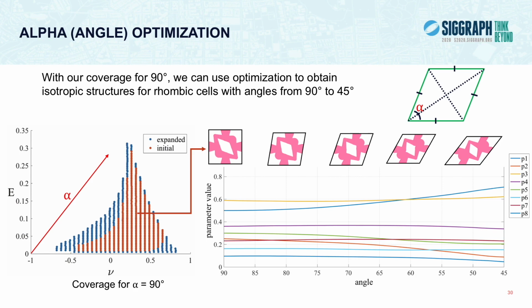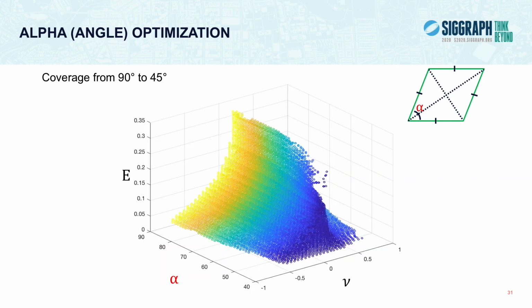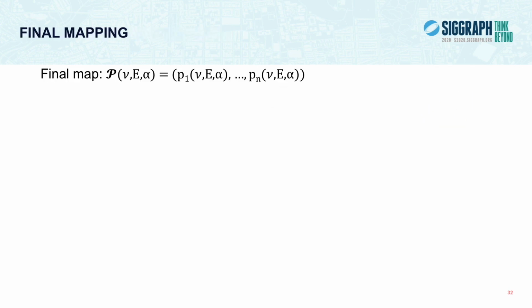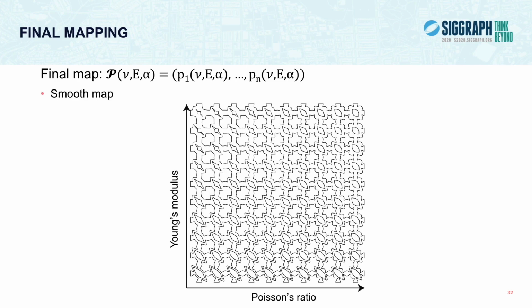Notice how we have a very smooth change of the parameters. When running the same expansion for all initial points, we obtain the following coverage. Having data for all angles, we can produce our final mapping P from material to geometry. And we do this by feeding splines to the values of each geometric parameter. Given as input Poisson's ratio, Young's modulus, and angle alpha, our map P provides the 8 parameters necessary to produce the corresponding microstructure's geometry.